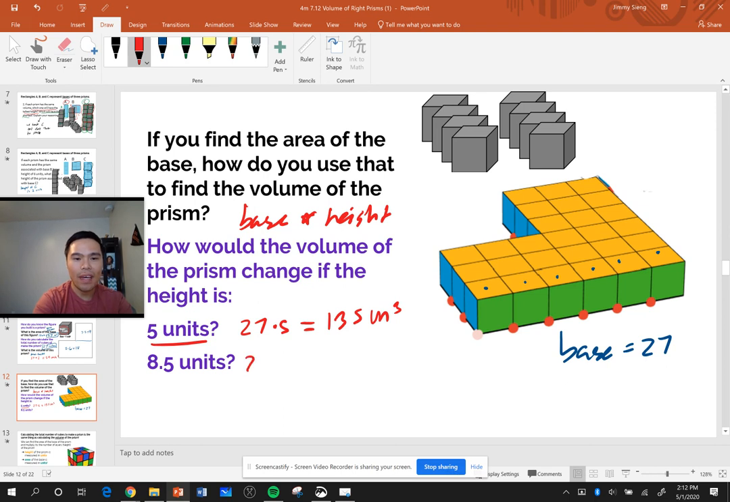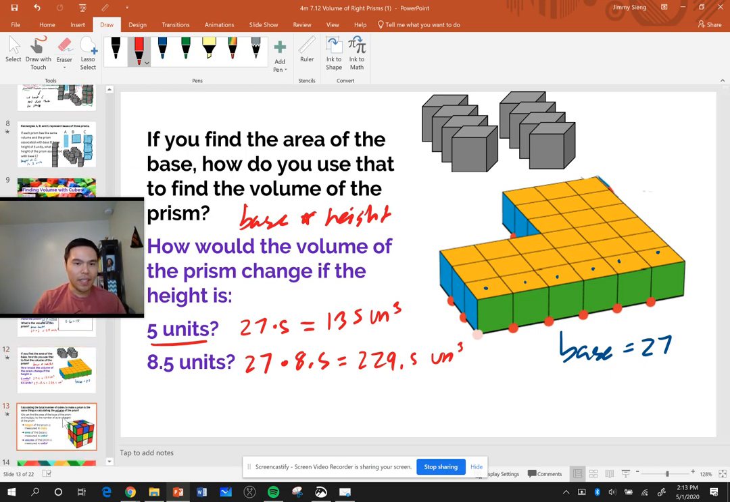How about 8.5? Well, our base is still 27 times 8.5. That gives me 229.5 units cubed. All right.